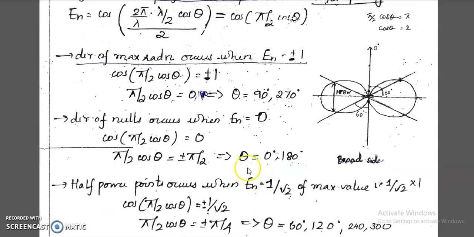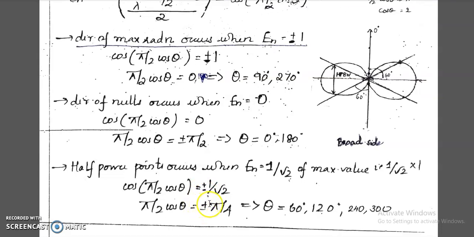Then half power points. Half power points means the normalized electric field intensity is 1 by root 2 of its maximum value. We know that the normalized electric field intensity is a cosine term. Cosine has maximum 1. So 1 by root 2 into 1, that is 1 by root 2. We know that En is equal to cos (pi by 2 cos theta) equal to 1 by root 2. Here we consider plus or minus 1 by root 2. Rearrange the equation, you will get theta is equal to 60, 120, 240 and 300. At these 4 angles, you will get half power.